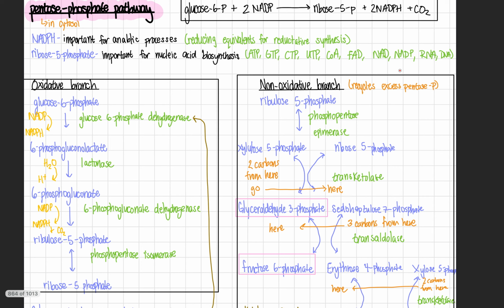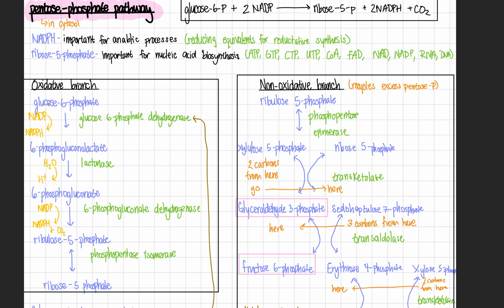So there are two branches of the pentose phosphate pathway. There's the oxidative branch and then there's the non-oxidative branch. First, we will walk through the oxidative branch. The oxidative branch of the pentose phosphate pathway is essentially the normal pentose phosphate pathway. This is the pathway where you will make that NADPH and that ribose 5-phosphate, which can then go on to be used for other reactions.